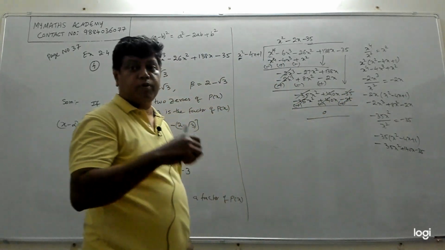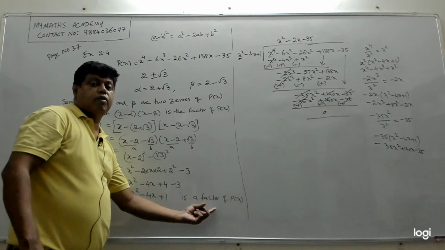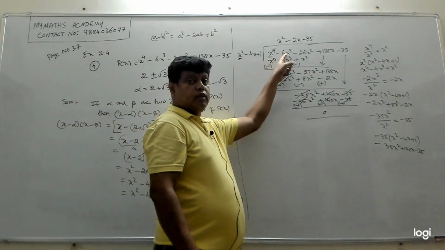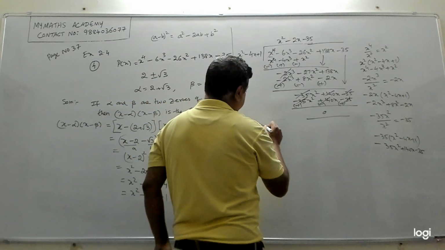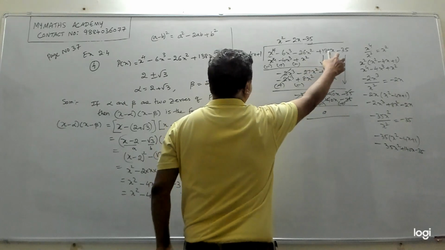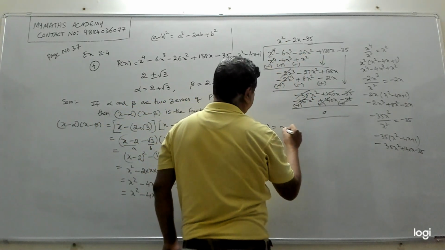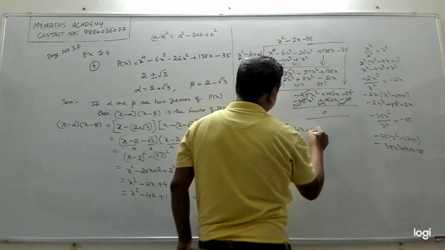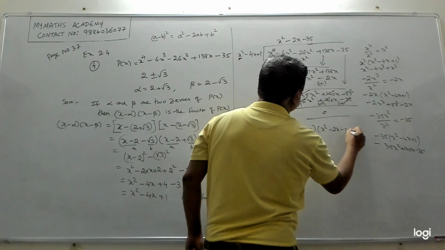Remainder is 0, and we must get the remainder 0 because this is the factor of p of x, which means this will divide this exactly. Now we have written p of x, this entire polynomial. This is your p of x. This is written as a product of two polynomials: x square minus 4x plus 1 into x square minus 2x minus 35.